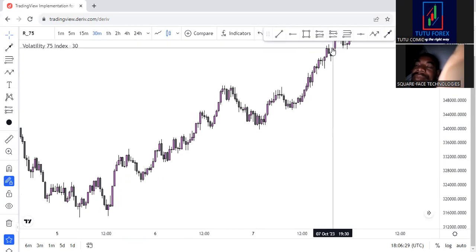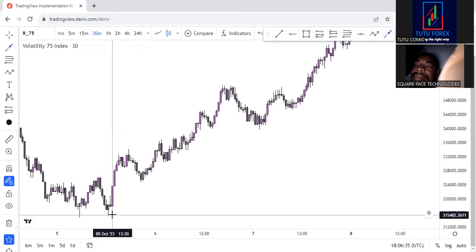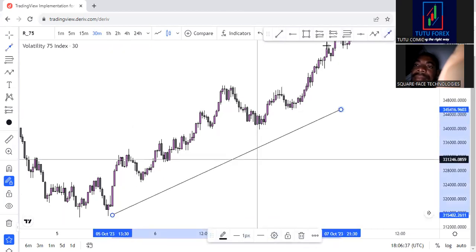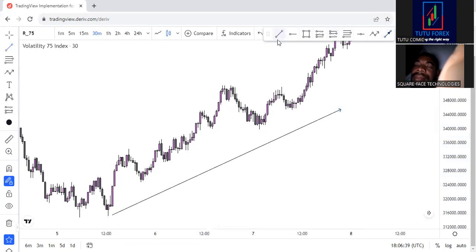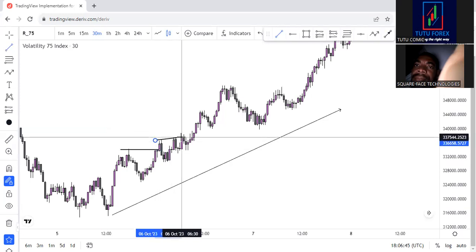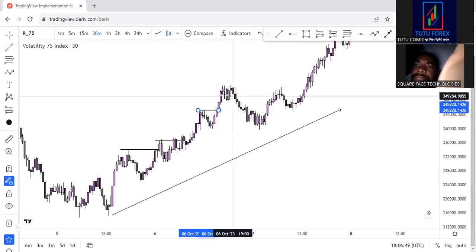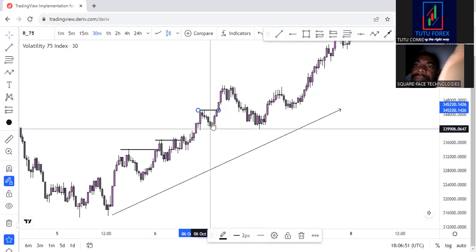Now, this is how I took that trade. It's just the way I explained it. We've already identified from the higher time frame that price is moving to the upside, right? On the 30 minutes time frame, I said you wait to see the break of structures. You wait to see price breaking structure, right? Now, price has broken the structure.